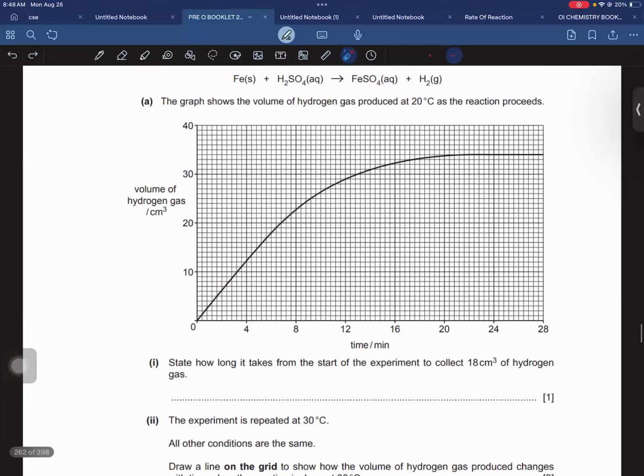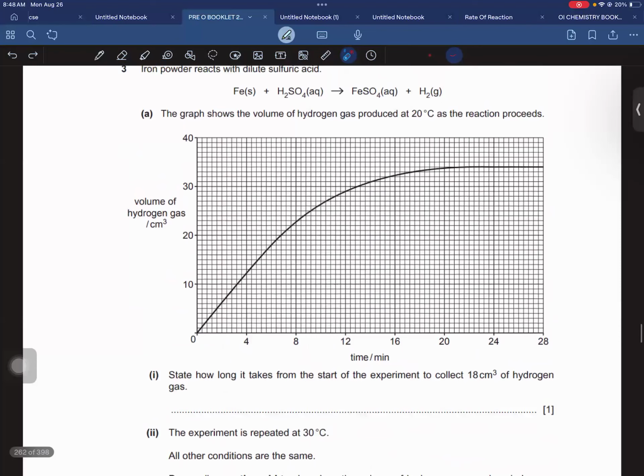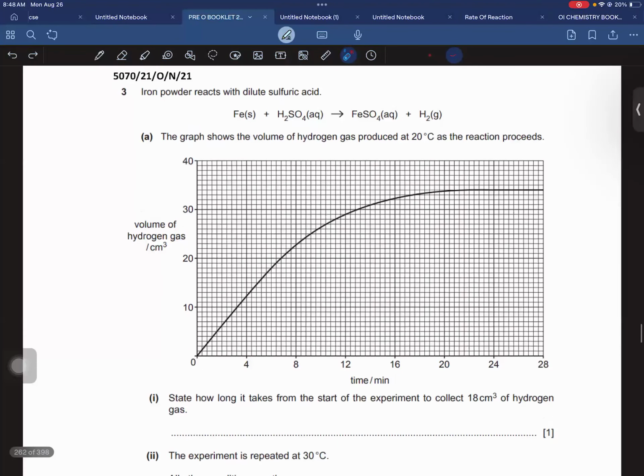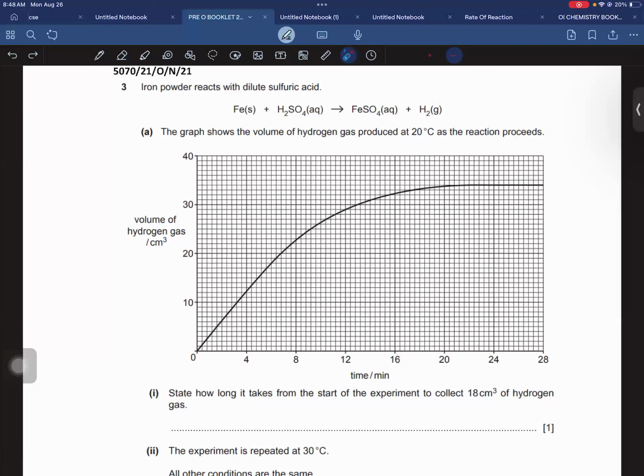Can you tell me this question? I'm asking Maheen. Maheen, are you late today? No, sir. Okay, can you tell me this? They are asking to state how long it takes from the start of the experiment to collect 18 cm cube of hydrogen gas.